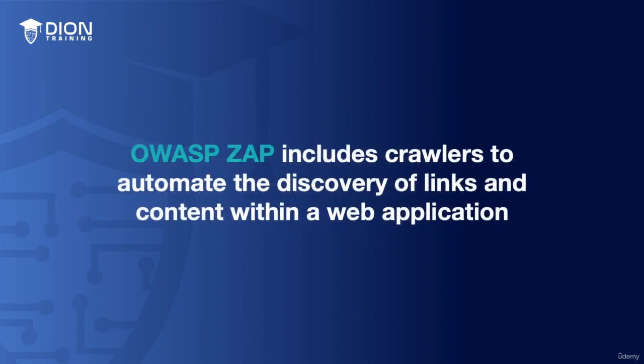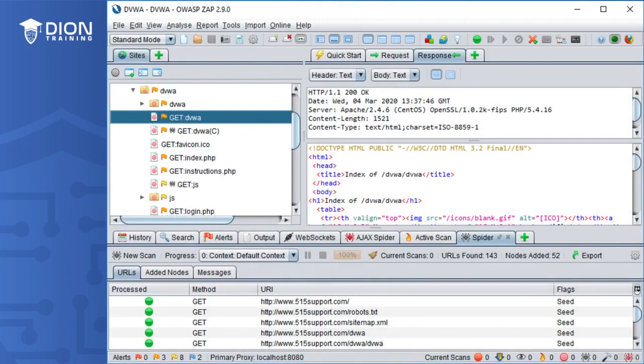Now, just like Burp Suite, OWASP ZAP does include crawlers to automate the discovery of links and content within a web application. So, for example, here on the screen, you can see that the tool has connected to that web server and it's starting to find all of the different web pages that are associated with this particular website. So we have 515support.com, 515support.com/robots.txt, /sitemap.xml, /dvwa/dvwa/dvwa, and it will keep going on and on until it finds all the web pages on this site. It's a great way for it to index the site so you can then look for vulnerabilities in those pages.